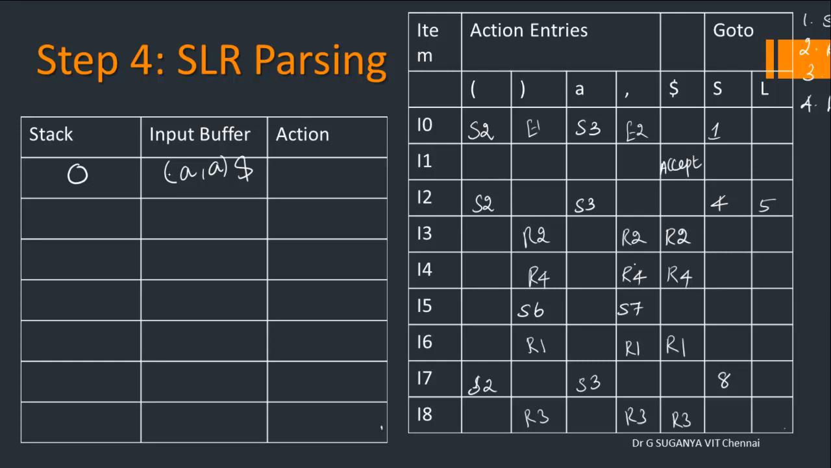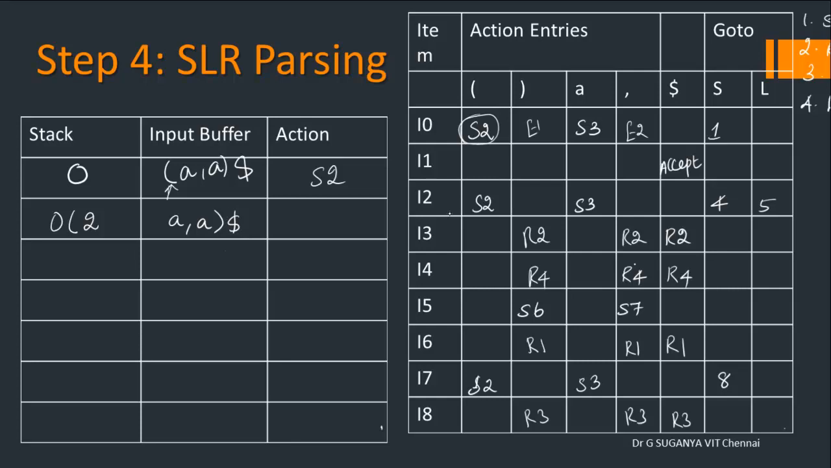We need to check the row, and the symbol pointed to by the input buffer. We know it is left to right scanning of input, so we start with state 0 and left bracket. Looking into the entry, state 0 on this, it is actually S2. So it is shift and move to state 2. I am shifting that symbol onto the stack, moving to state 2. Keep in mind that both the input symbol as well as the state have to be shifted. Always on top of the stack you should have the state, then only you can look at the entry here. So the input buffer will now have A comma A followed by close bracket dollar.